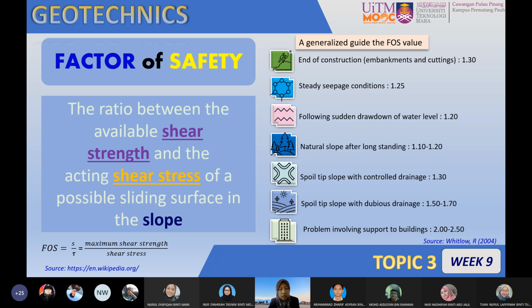So you can see that the recommended FOS value for this kind of application is higher compared to the FOS at end of construction, steady seepage conditions, and also the natural slope after long standing. Again, I think this last statement is quite similar to the previous question in your comment test.